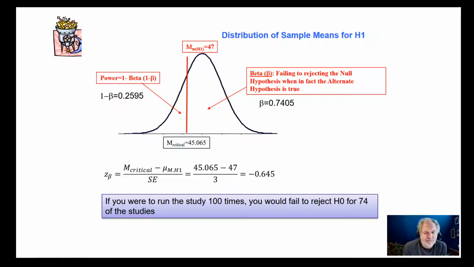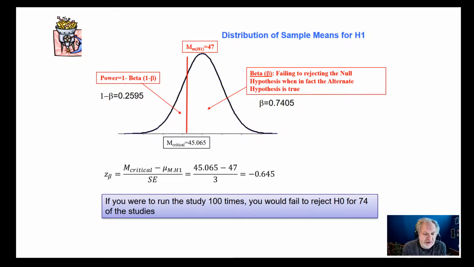Okay. Now, if the alternate hypothesis is true and the true population mean is 47, and I look at that distribution of sample means and I use my M critical from my inferential test, what proportion of sample means are less than 45.065 for this distribution, and what percent are greater? So in this case, my Z for beta is my M critical minus the mean for the alternate hypothesis, which is 47, all divided by my standard error of 3. So my Z is negative 0.645.